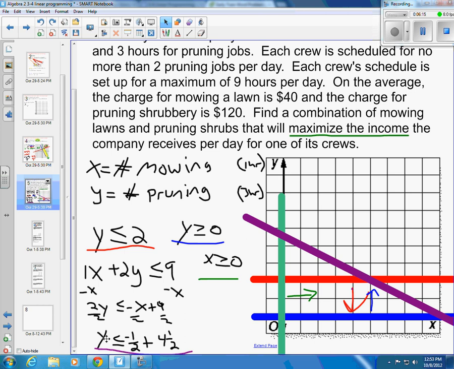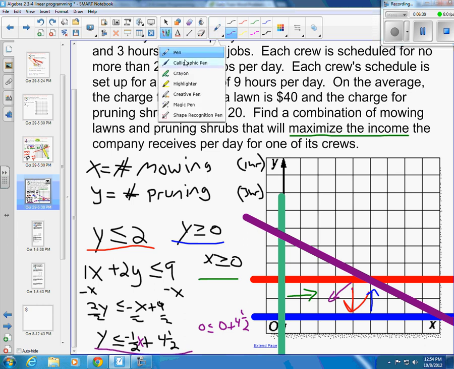So if I plug in the point (0, 0), that would put 0 is less than or equal to, oops, that's 1/2 x, forgot my x, 0 plus 4.5. Is 0 less than 4.5? The answer is true, so I'm actually shading this way. So I want this feasible region right here.